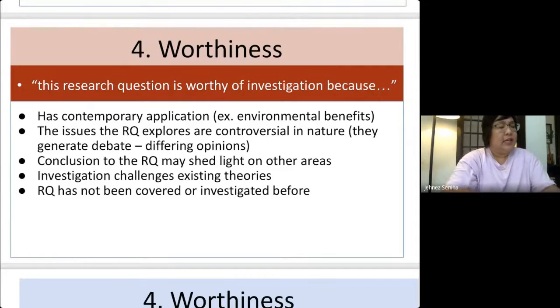ask, does your question have contemporary application? So is it relevant? For example, is your essay talking about environmental issues, or environmental benefit? We had a student before who wrote about Brexit and its effect on racism. Well, that's really worthy to write because it was a current political move when the UK exited the EU.